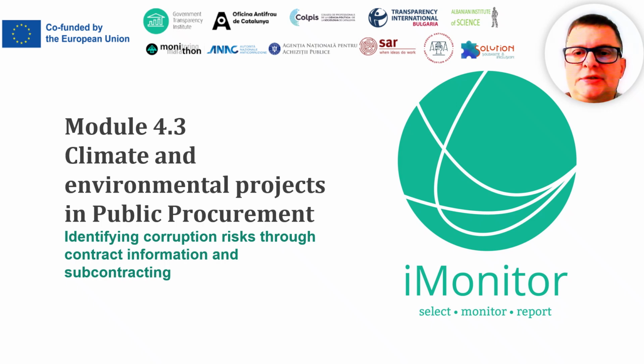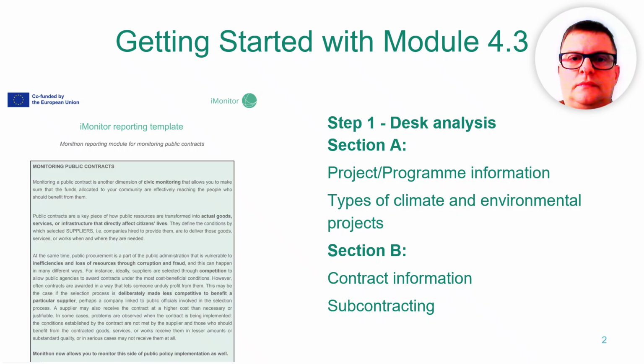Hello dear participants. Now let's skip to module 4.3, Climate and Environmental Projects in Public Procurement. Identifying corruption risks through contract information and subcontracting. Let's start with the reporting template.